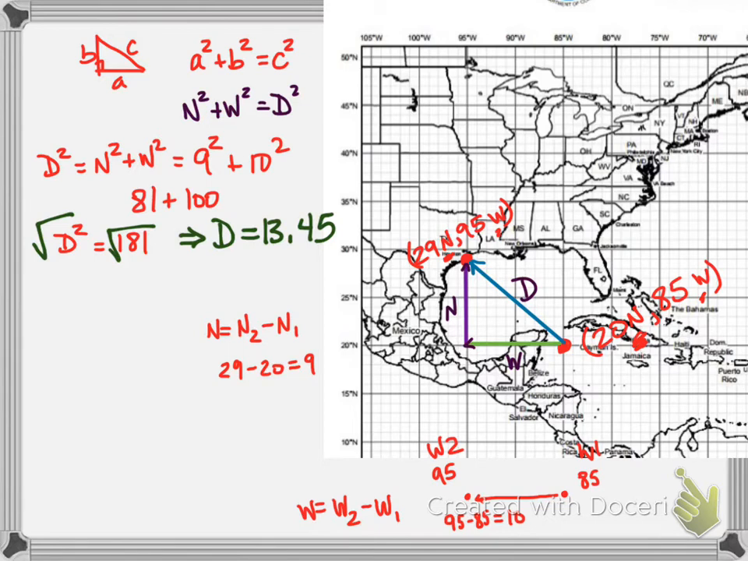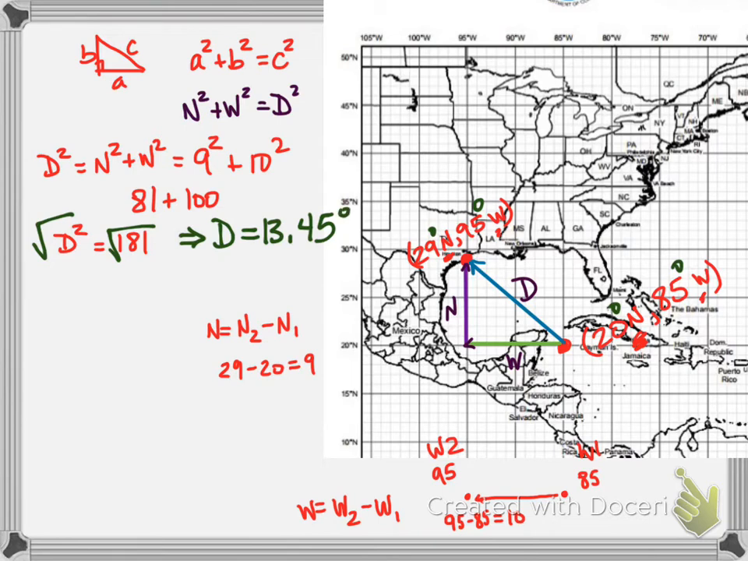But there's one thing to remember. We started with degrees, right? It was 29 degrees north, 95 degrees west. 20 degrees north, 85 degrees west. So when we calculate this all, our distance is 13.45, but that's not miles or anything like that. That's degrees.